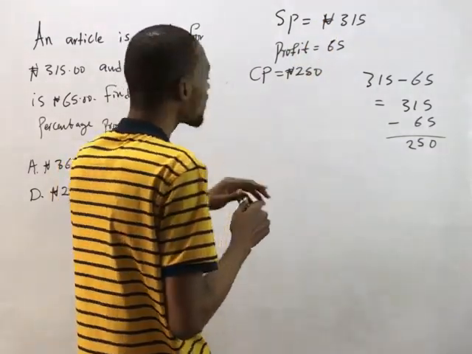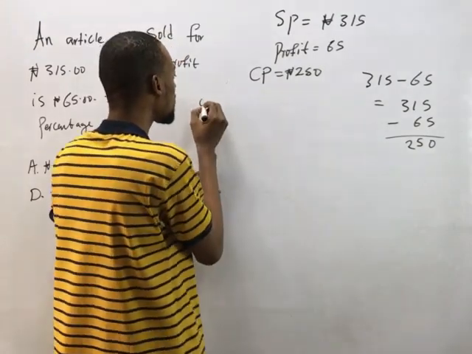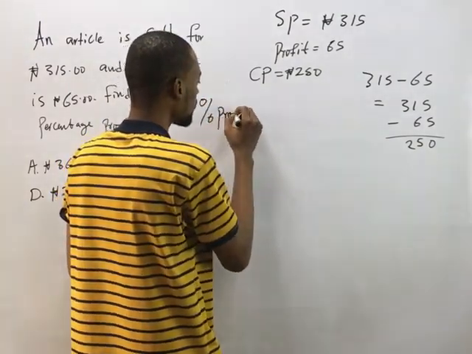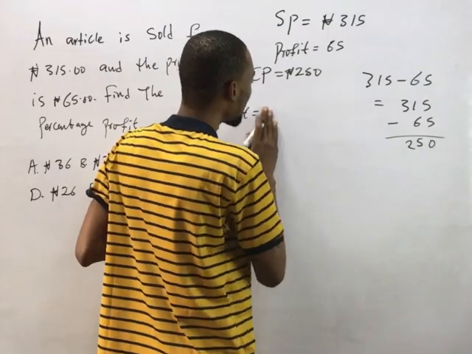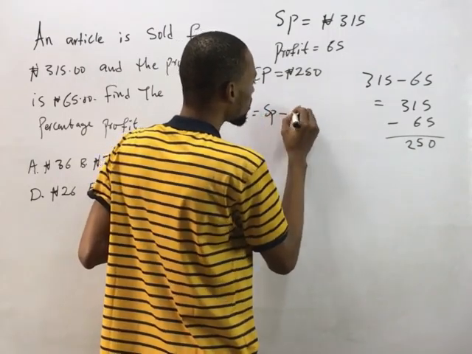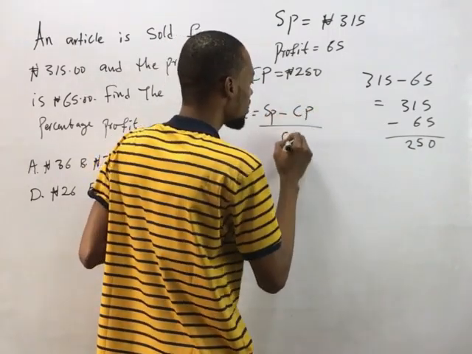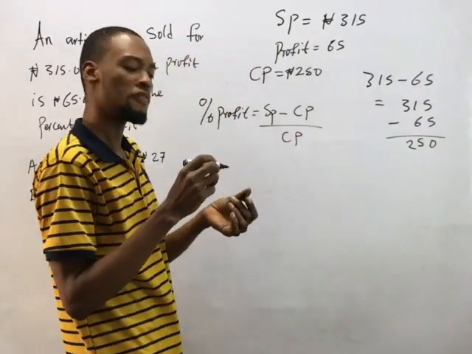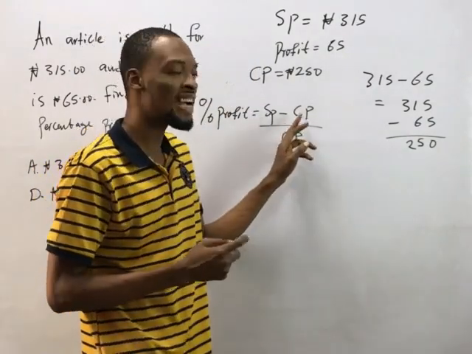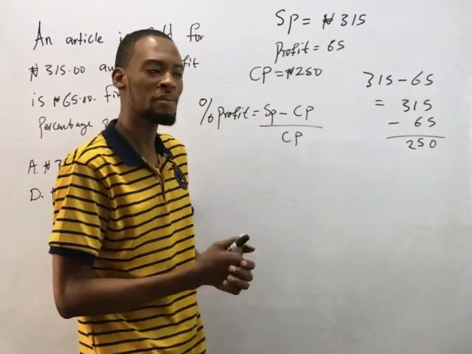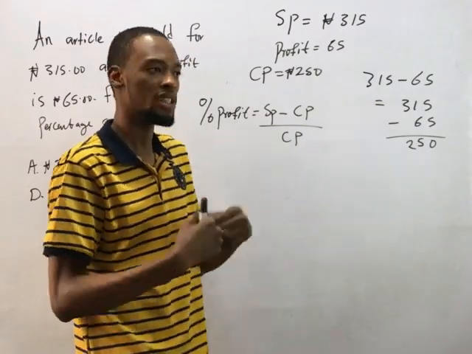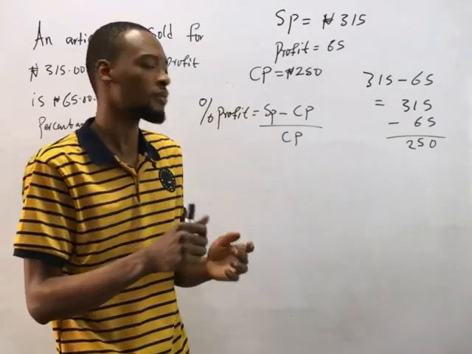Now we are asked for percentage profit. The formula for percentage profit is simply selling price minus cost price over cost price. For you to make profit, it means that the selling price is higher than the cost price. Cost price is the amount you bought something. So if I'm selling it higher than how much I got it, it means that I am making profit.